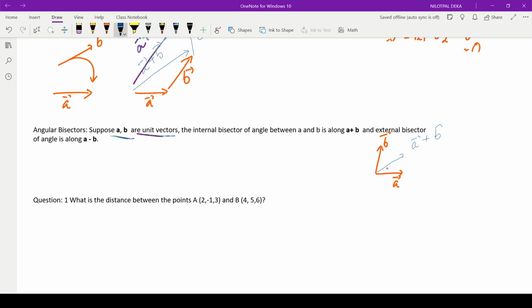Now what would be the external bisector? Say this is the external angle, right? The external bisector would be along A minus B, something like that. This is the A minus B. This is known as the external bisector because it's bisecting the external angle. All right. So the internal bisector of two unit vectors is given as A plus B, and the external bisector of the angle is given as A minus B. Okay. Of course, the magnitude could be different depending on what magnitude you want, but for unit vectors A and B, this is the simplest way.